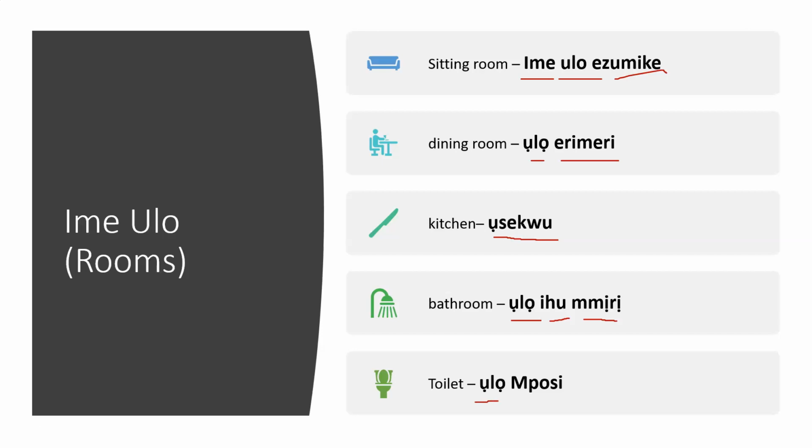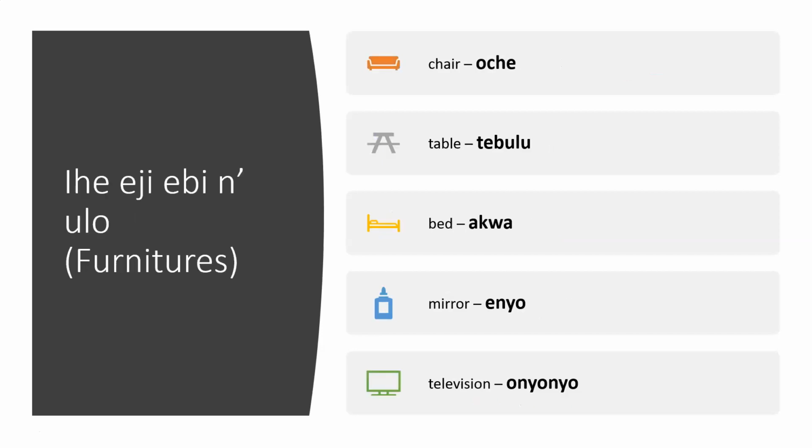Bathroom. Ụlọ ihu mmiri. Toilet. Ụlọ mposi. Ihe eji ebi n'ụlọ. That is furnitures. We have chair, oche.